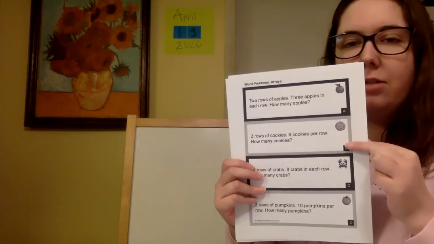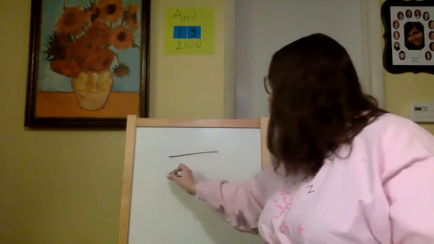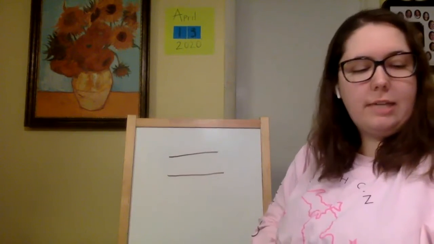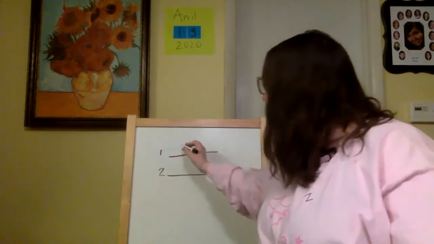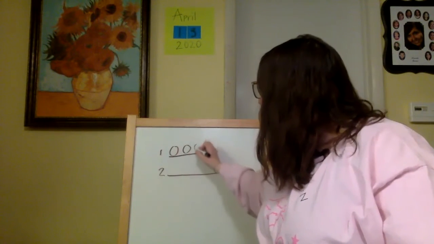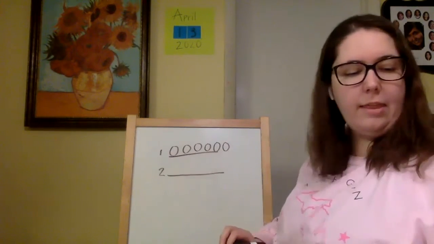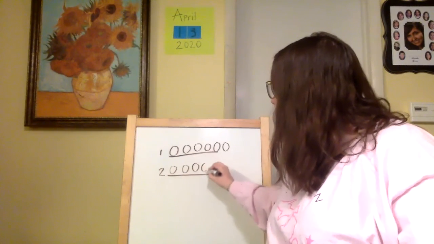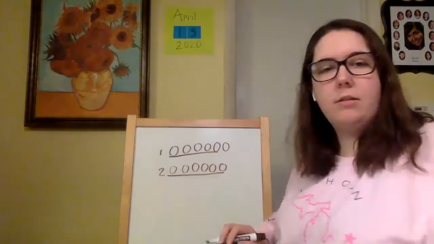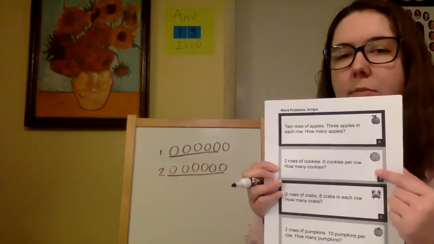2 rows of cookies, 6 cookies per row. How many cookies? So if I read the problem, I know there are 2 rows, and I know that rows go this way, so I'm going to draw my 2 lines. And there are 6 cookies. Here are the 2 rows. My 6 cookies per row. So here's 1, 2, 3, 4, 5, 6. And then I have 1 more row to add my 6 cookies. 1, 2, 3, 4, 5, 6. So that is my 2 rows of cookies with 6 cookies per row.